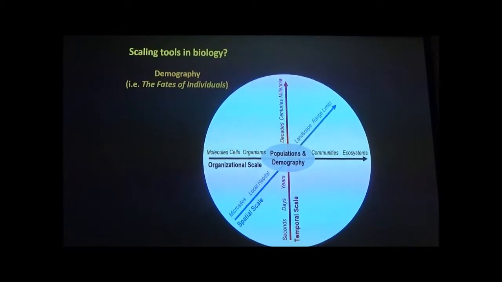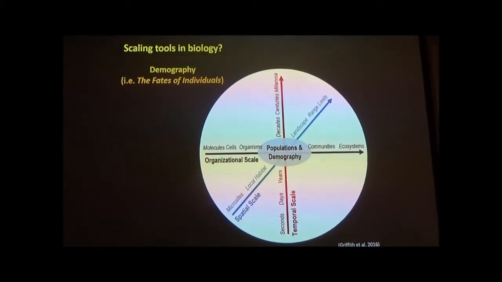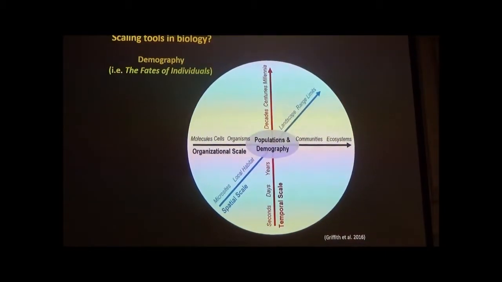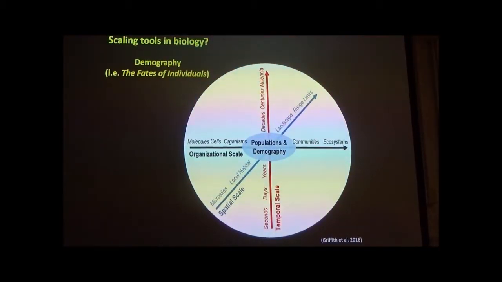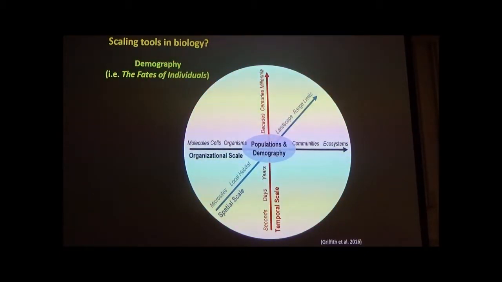So I'm going to make the pitch that I think demography and population ecology presents a really great scaling opportunity. Demography being essentially the fates of individuals, or the survival, growth, and reproduction of individuals. And demography as a tool always has been a scaling tool. It scales from individuals to population processes. We can measure a whole bunch of individuals and then know a lot about what the population is going to do, whether it's going to go up or down, et cetera, and why.